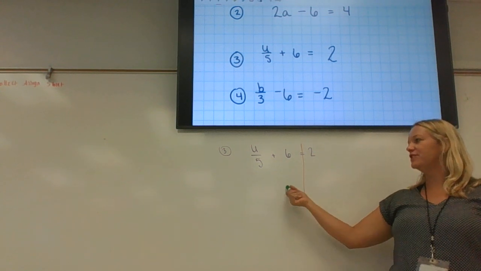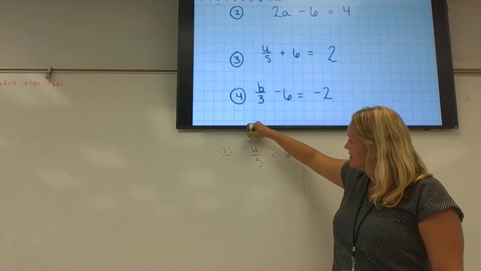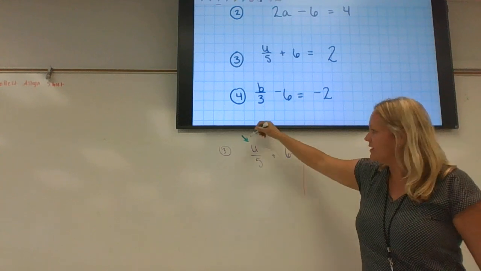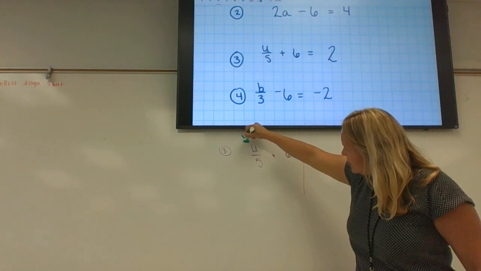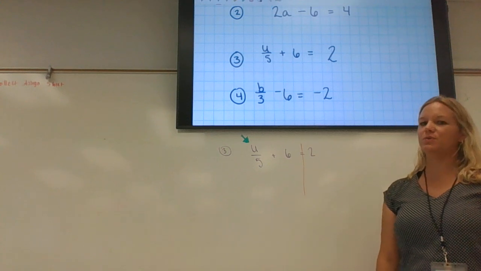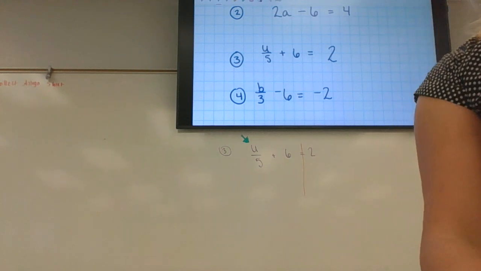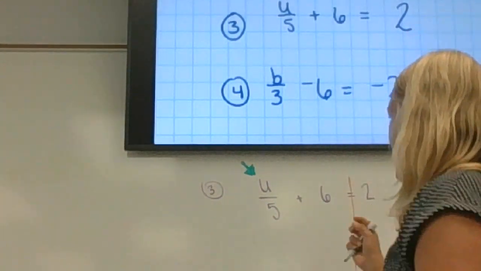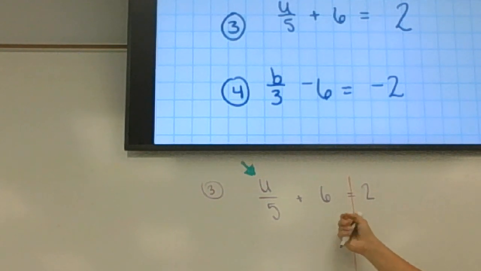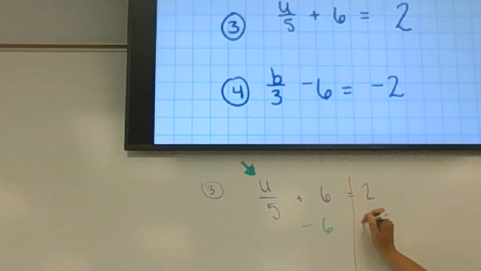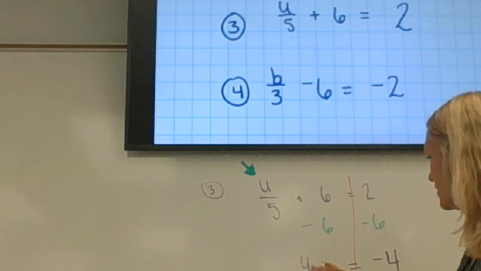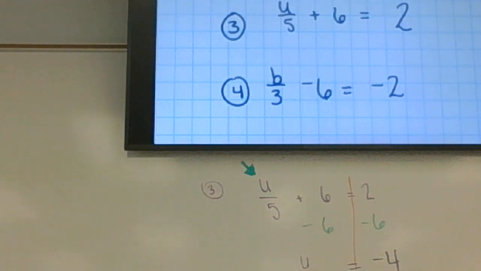Okay, Bella, what would you do first? I see you. I mean this variable, not like I see you. I see the u variable. I want the u to be alone. What do you want to do first to get that u alone? Yeah, get rid of the 6 first. You're absolutely right. It's a plus 6. What's the opposite of adding 6? Minus that 6. Goodbye. Still a u. Careful about that.